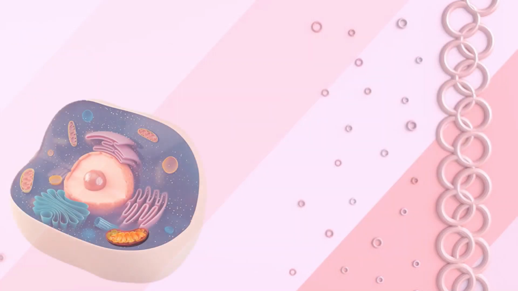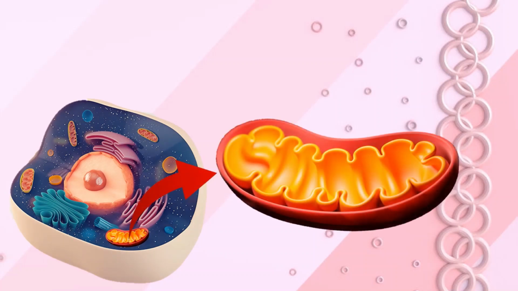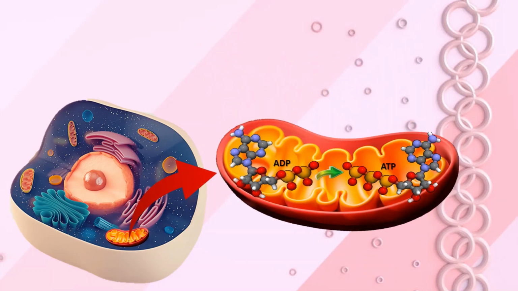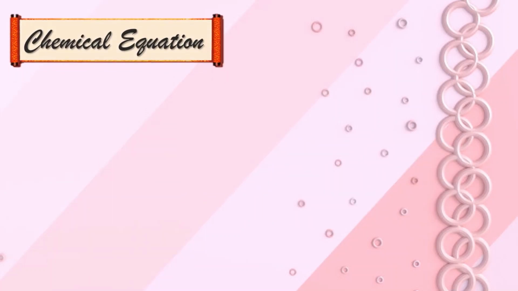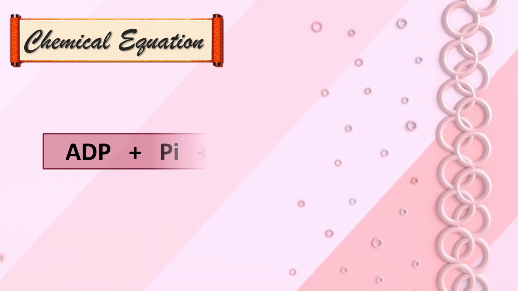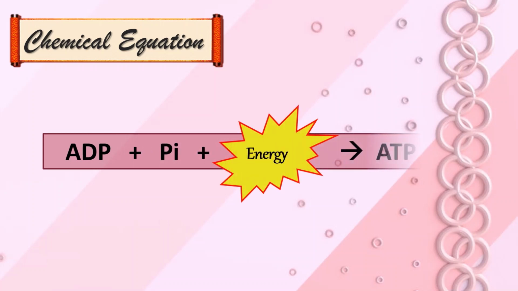The conversion takes place in the substance between the cell membrane and the nucleus known as the cytoplasm, or in special energy-producing structures called mitochondria. The conversion of ADP to ATP can be written as adenosine diphosphate plus inorganic phosphate plus energy gives adenosine triphosphate. So let's go and see a little bit more about the structure of ATP.